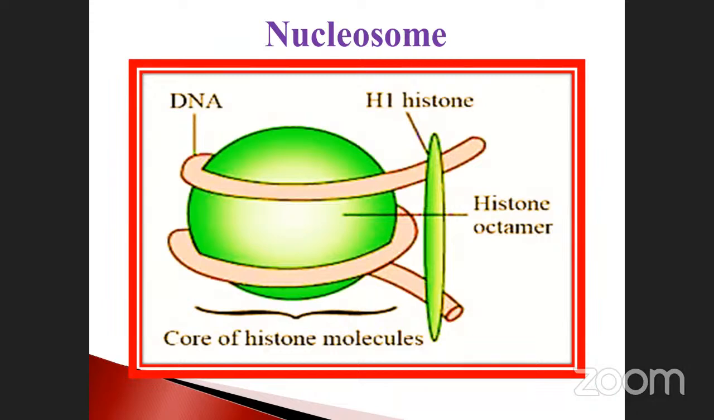What are the histone molecules? The core of histone molecules means the DNA molecule is present in it. This is the histone octamer, the 8 beads present in a single structure, followed by H1 histone. They are collectively called a nucleosome. This is the structure, and it is very, very important, my dear students.